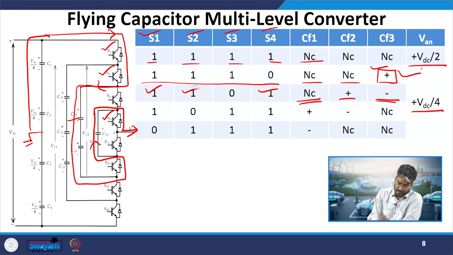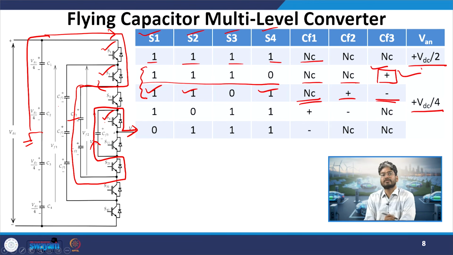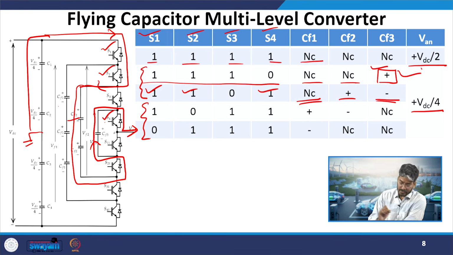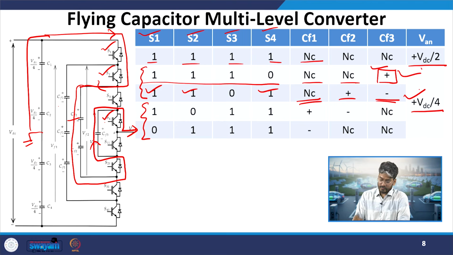So, in these two combinations I have got the same voltage. So, I say this to be a redundant combination. Similarly, we have two other combinations also, which will also give me the VDC by 4. So, I have 4 switching combinations which give me VDC by 4 voltage.